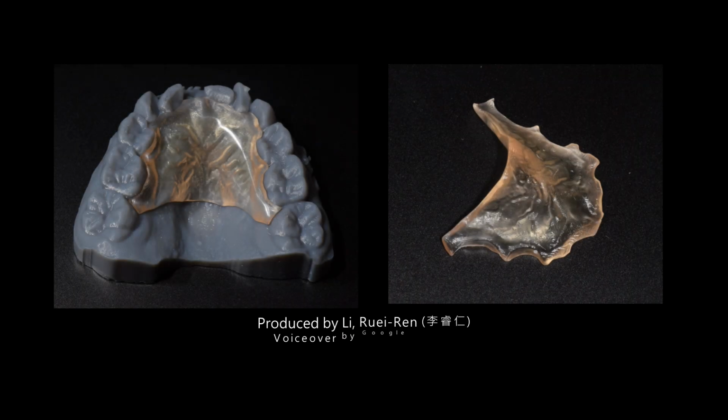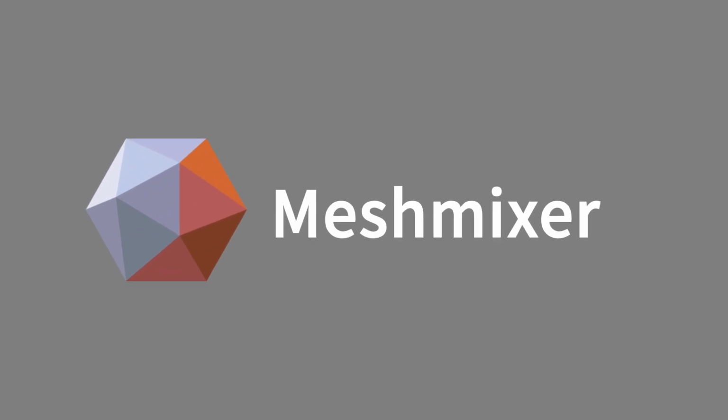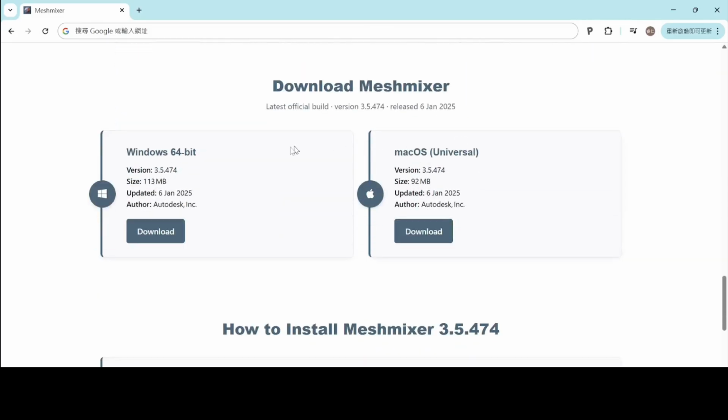Hi everyone, today, I'm going to show you how to design a surgical stent digitally. I promise, it's super easy. First, you'll need to install MeshMixer. It's a free software developed by Autodesk, and it works on both Windows and Mac.